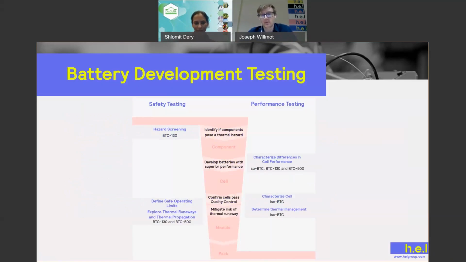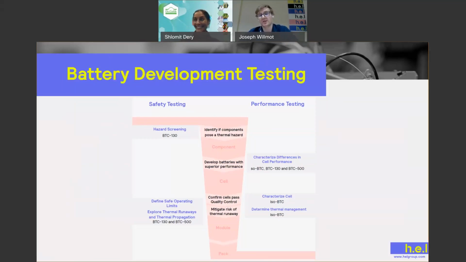So let's think about battery development testing overall, altogether. As I've said, we've got the safety testing side of things and we've got the performance testing side of things. With safety tests, we've structured this as a funnel where we've got lots of potential options and lots of potential different compounds right at the start of the funnel, and as we progress through the cell into module into pack development, the number of variants are going to be reduced, but the level of detail and the quantification of data is going to increase.